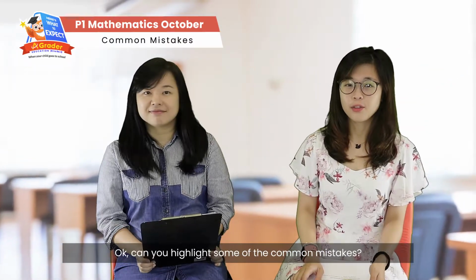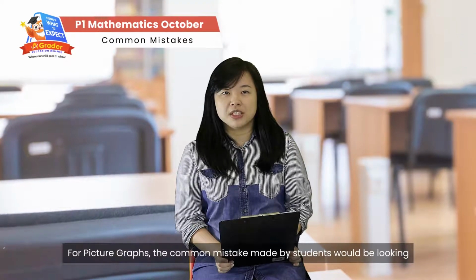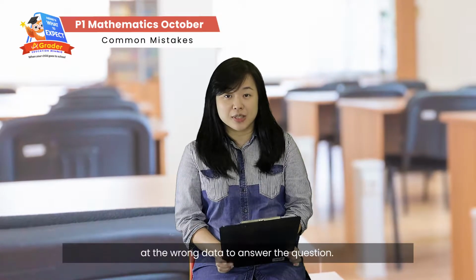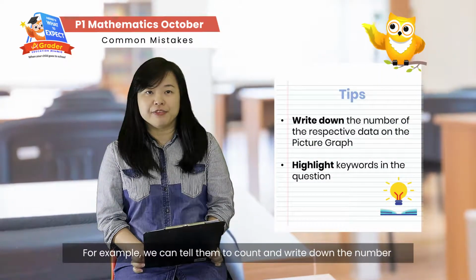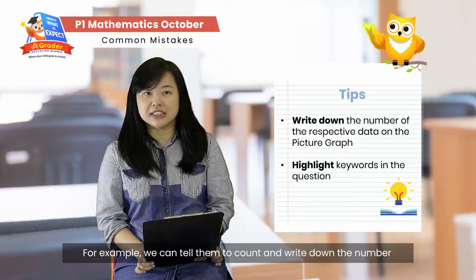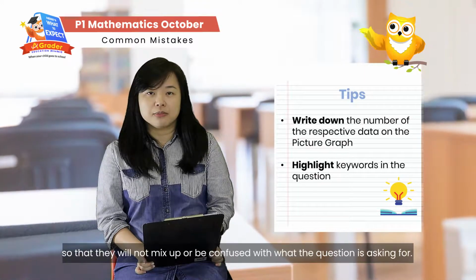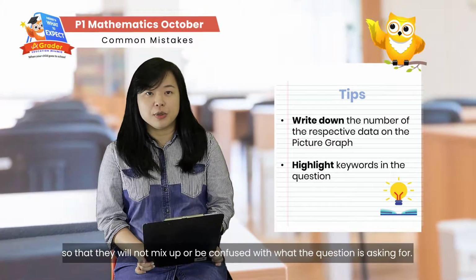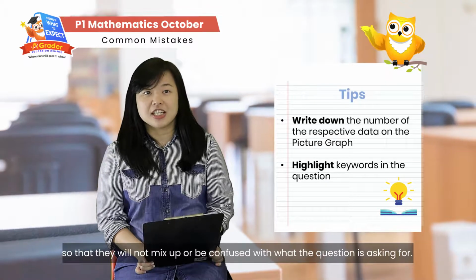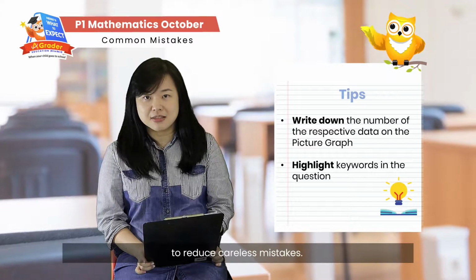Okay, can you highlight some of the common mistakes? For picture graph, the common mistake made by students will be looking at the wrong data to answer the question. So, for example, we can tell them to count and write down the number on the respective data on the picture graph, so that they will not miss out or be confused with what the question is asking for. Highlighting keywords in the question also helps to reduce careless mistakes.